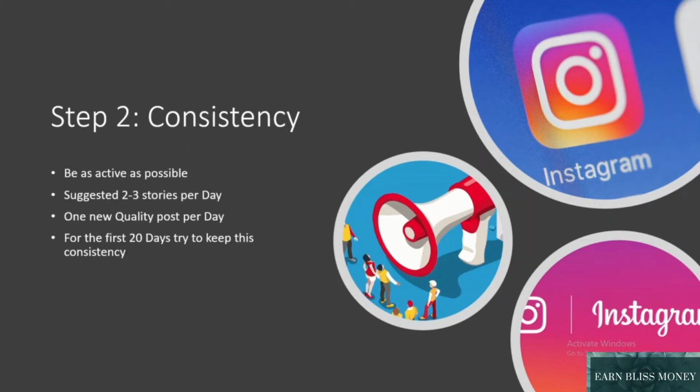All right, second step will be consistency. So right now that you guys have created everything, the second step will be consistency. So right now you want to be as active as possible. So when I'm saying as active as possible, what I suggest is really, well, going on comments, writing down comments in the comment sections, commenting on other people's pictures, posting stories. So I suggest from 2 to 3 stories per day, once again related to your business.